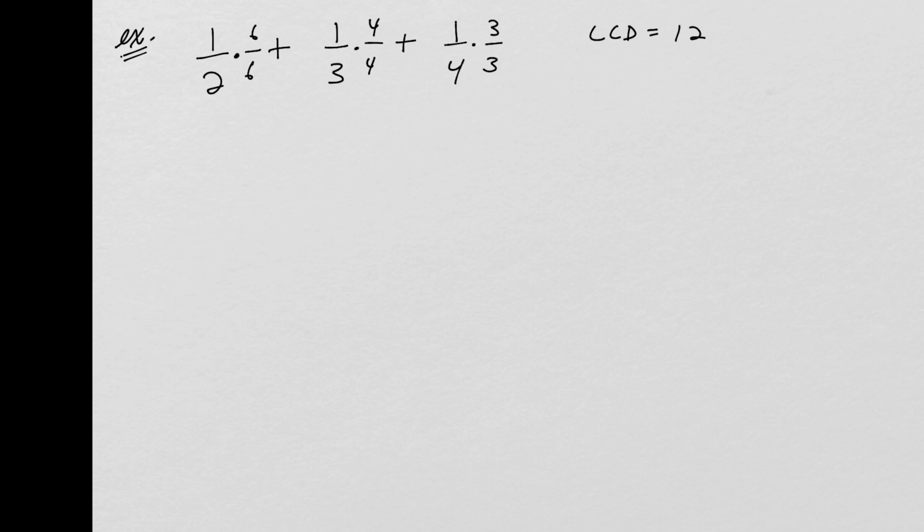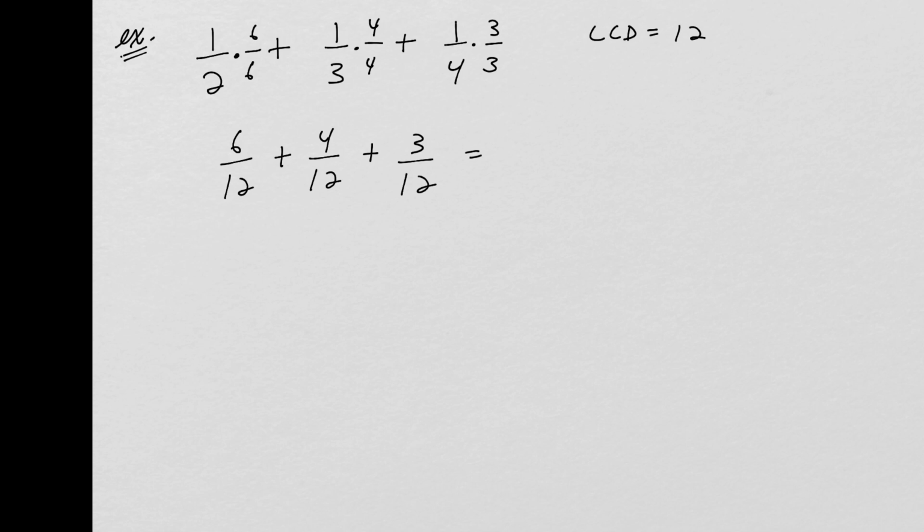Notice in each case I'm just multiplying essentially by 1, right? So I'm not changing the fraction, I'm just rewriting it. I'm finding an equivalent fraction. So now if we do this, 1 times 6 over 2 times 6 is going to be 6/12 plus 1/3 times 4/4 is 4/12 plus 1/4 times 3/3 is 3/12.